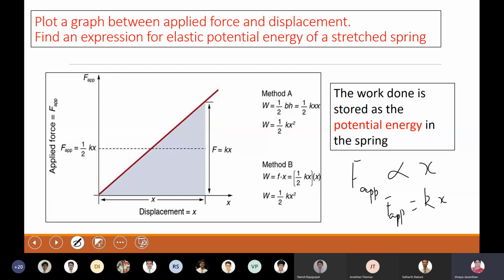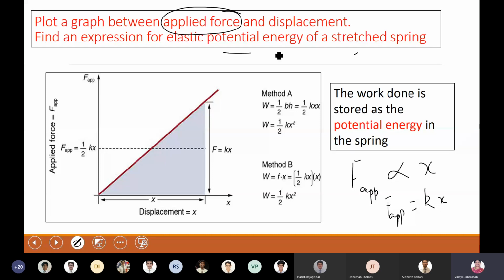Now, boys, in the beginning, we started with this. I can find the work done by using the expression W is equal to Fs, or I can find the work done by finding the area under the graph. Yes or no? So now, same way, I can find the work done by the applied force in stretching the spring. Whatever work the applied force has done will be stored as an energy in the spring.